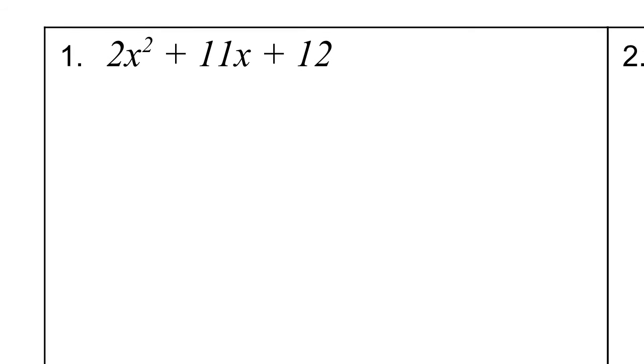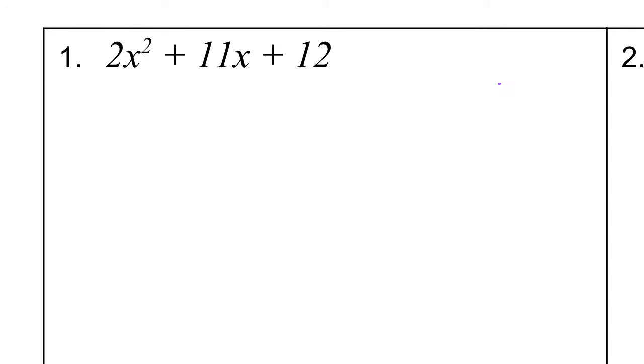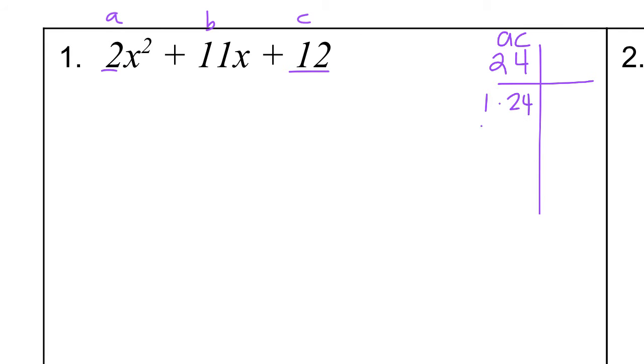Okay, so in order to start factoring, we want to find factors of a times c. So for us, a is 2, c is 12. So 2 times 12 gives me 24. So let's start listing factors of 24, starting with 1 times 24, 2 times 12, 3 times 8, 4 times 6.